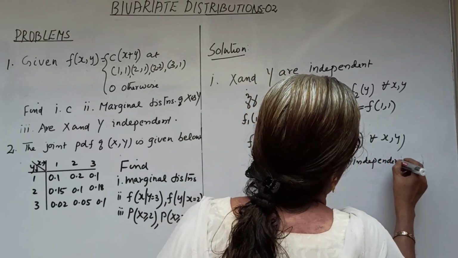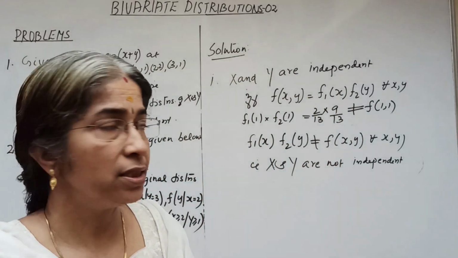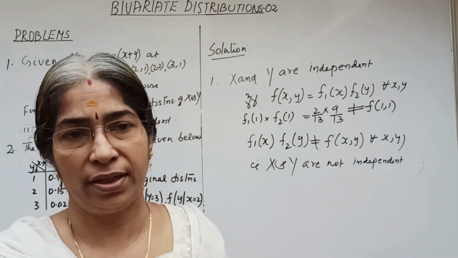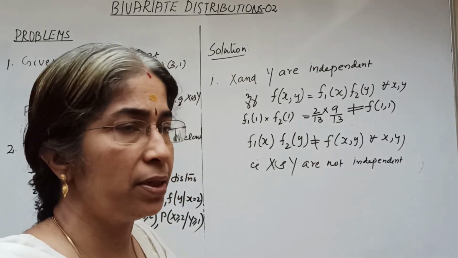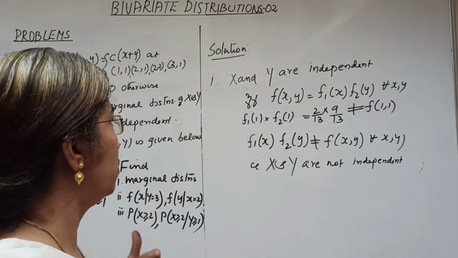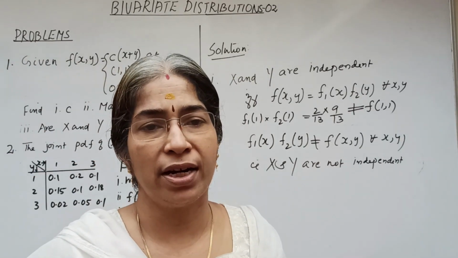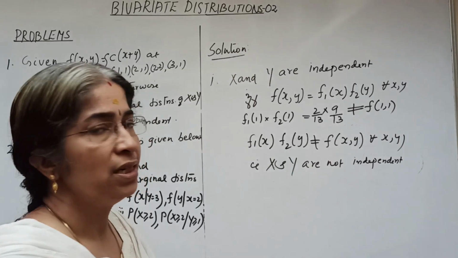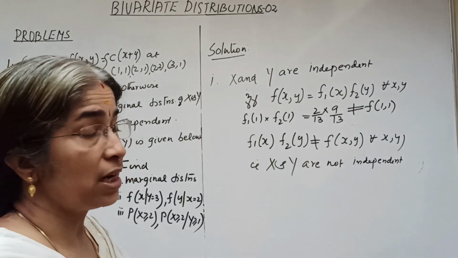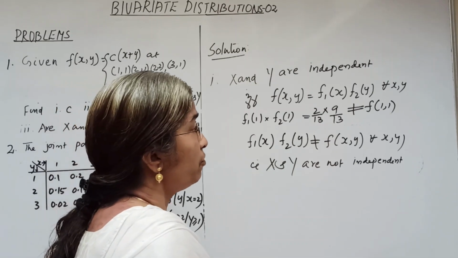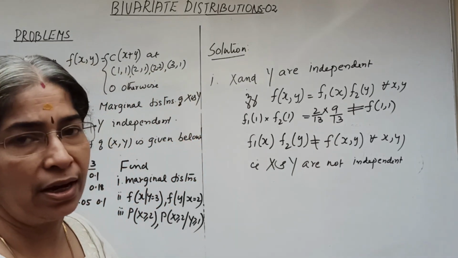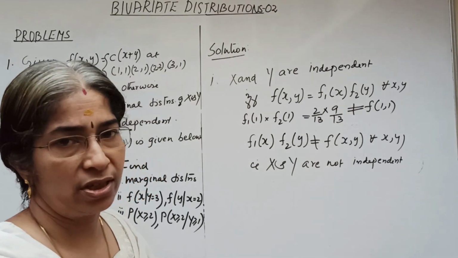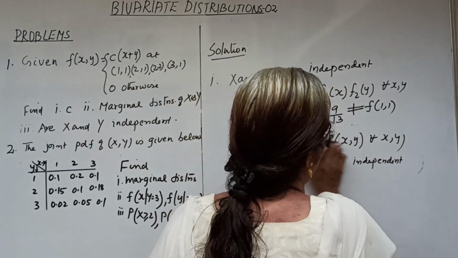Okay. So here we have obtained the value of the constant C using the bivariate distribution simply by solving sigma over x, sigma over y, f(x,y) equal to 1 for the discrete case. Now we have the marginal distributions, f1(x) equal to sigma over y f(x,y), f2(y) equal to sigma over x f(x,y), and the variables x and y will be independent if and only if f1(x) into f2(y) equals f(x,y) for all x, y. Here the condition does not hold, that is, the variables are not independent.